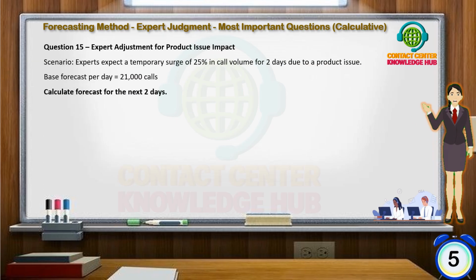Let's solve question 15, expert adjustment for product issue impact. Here's the scenario. Experts expect a temporary surge in call volume because of a product issue. The surge is estimated at 25%, and it will last for 2 days. The base forecast per day is 21,000 calls. Calculate forecast for the next 2 days. Think for a moment.